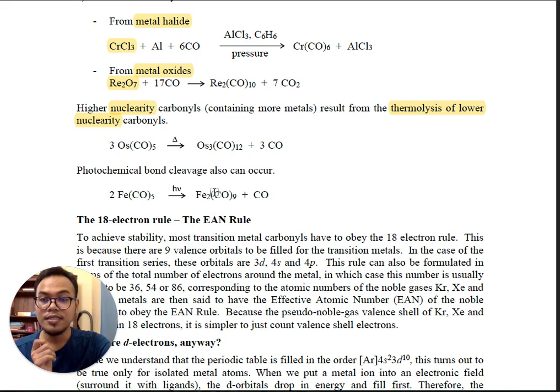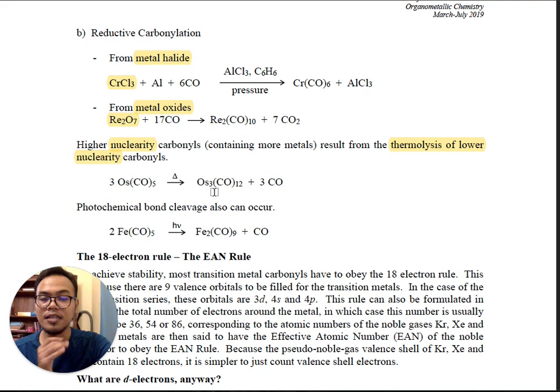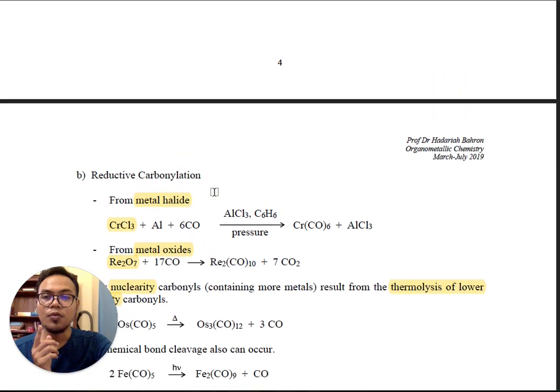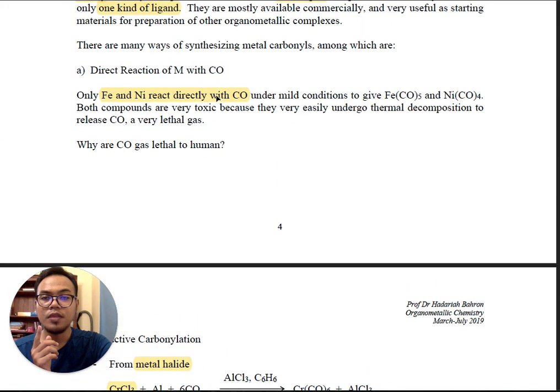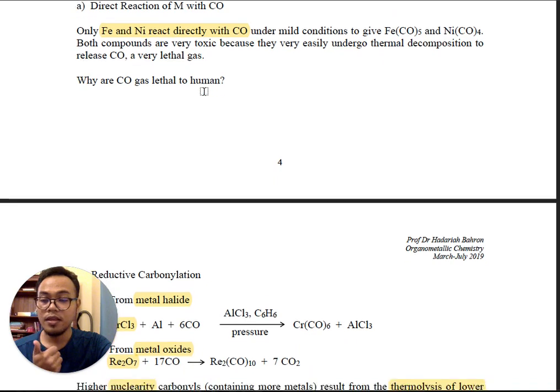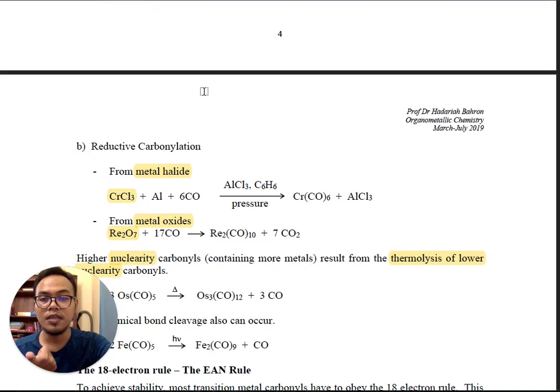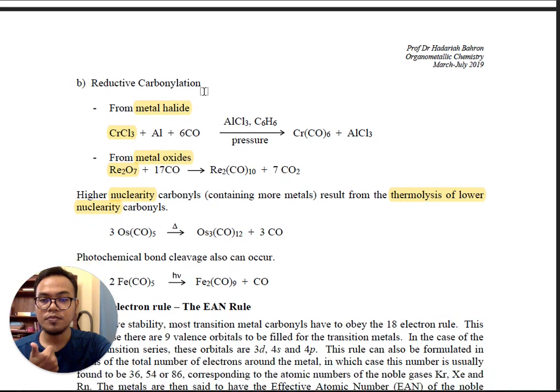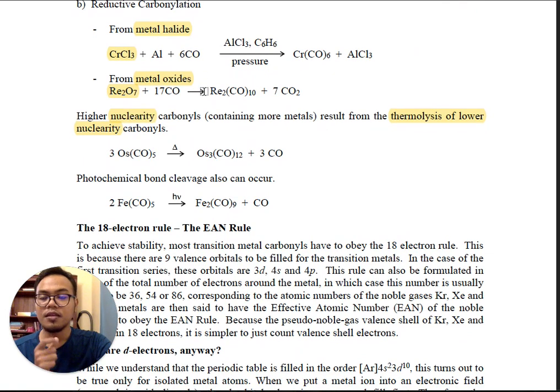So I hope it is clear that in the second part of the lecture, we learned ways of synthesizing metal carbonyls. It can be through direct reaction of metal with carbon monoxide or through reductive carbonylation. Okay, that's all for now. I think it's quite a long lecture.